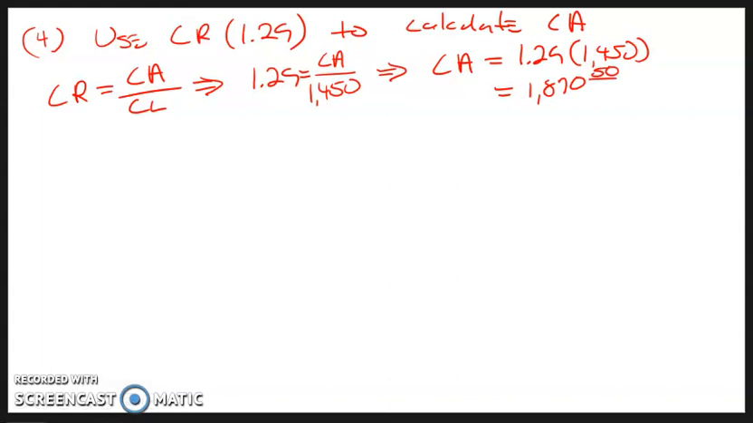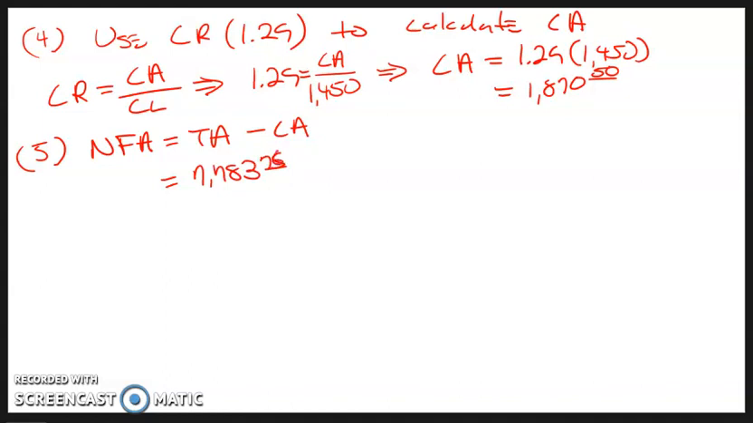So finally, net fixed assets is equal to total assets minus current assets. We calculated total assets, 7,783.76, minus our $1,870.50, and that gives us net fixed assets of $5,913.26.